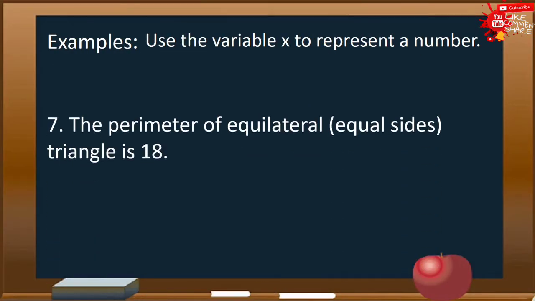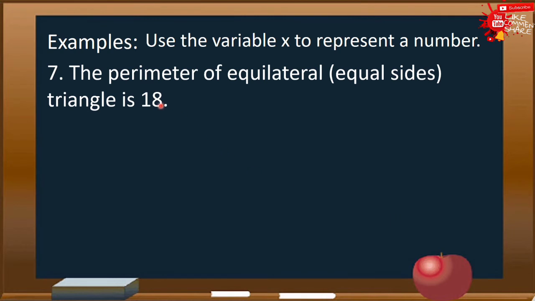Now, let us have our example number 7. The perimeter of equilateral triangle is 18. So, when we say equilateral triangle, it means that it has equal sides. Okay? So, for our representation, the variable x, so we will let x be the side of the triangle.